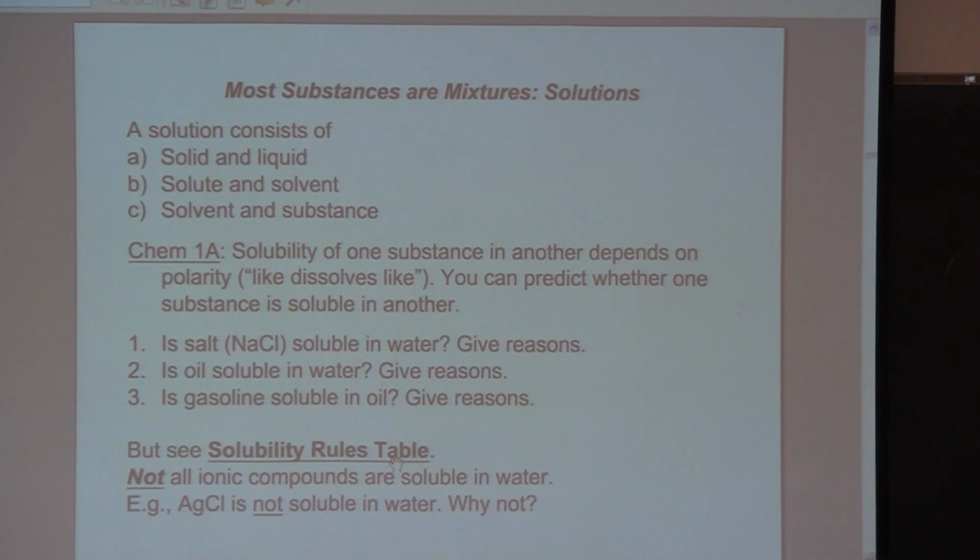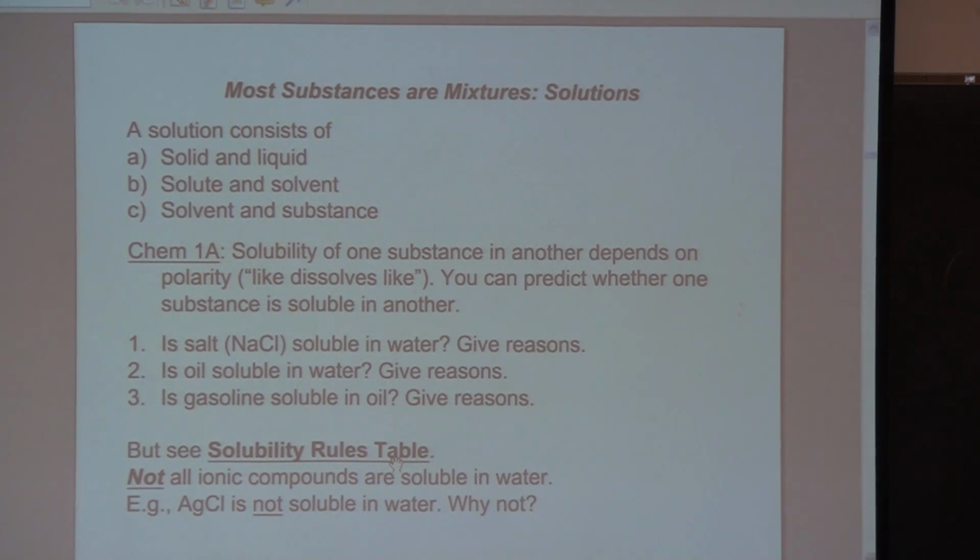So we know that because we've seen that before. It's salt in water. Is oil soluble in water? And why isn't oil soluble in water? Because oil is non-polar. Okay, so the oil is non-polar and the water is polar. So we expect oil not to be soluble in water. Is gasoline soluble in oil? And why is gasoline soluble in oil? Yeah, so is gasoline polar or non-polar? It's non-polar. You said oil is non-polar. So we expect gasoline to be soluble in oil.